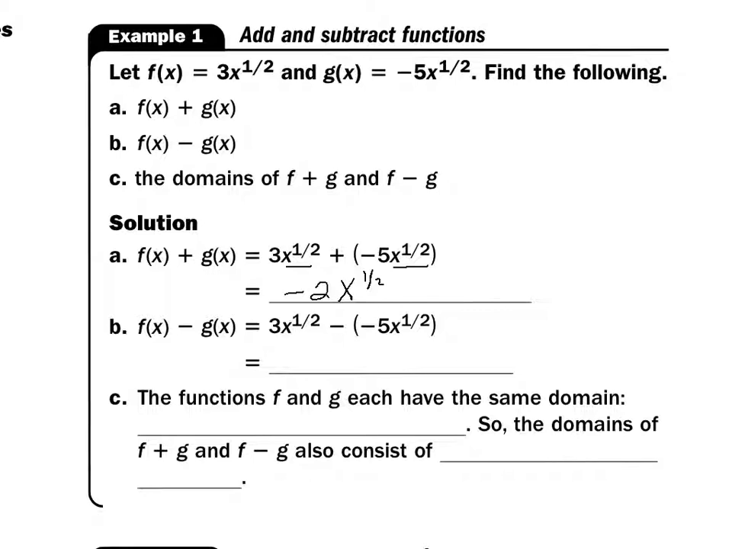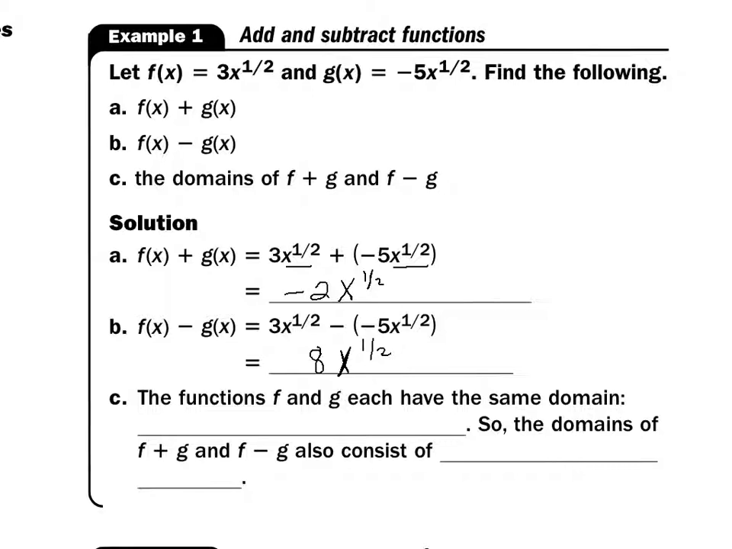Now if we're going to subtract it, same thing, except it's going to change the sign. 3 minus a -5 would be 8. 3 plus 5 to x to the 1/2. And remember, x to the 1/2 is just square root of x.